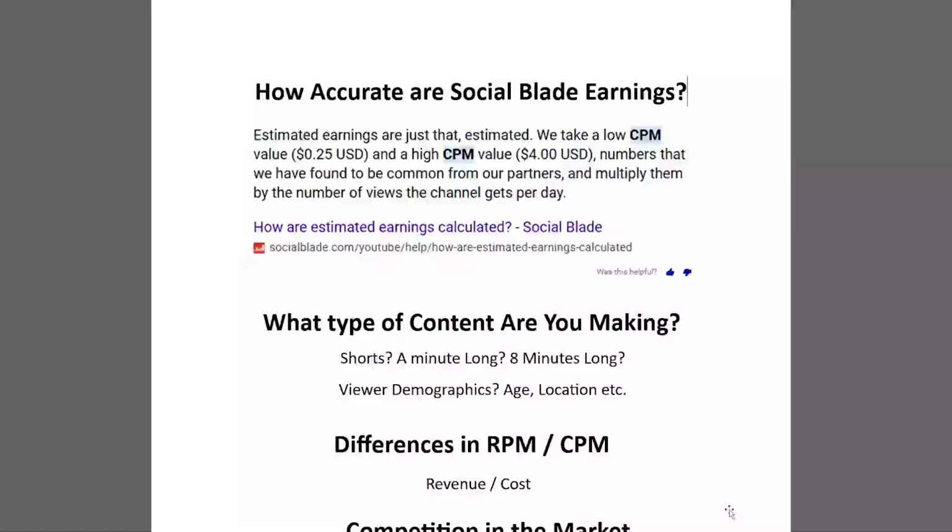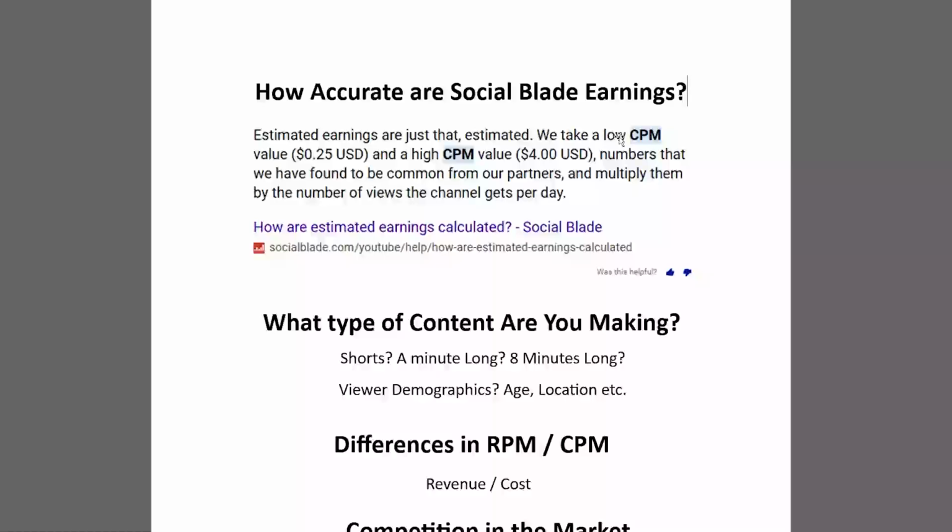So you want to know how accurate Social Blade earnings are? Well, I've just pulled this off the website. Estimated earnings are just that, estimated. We take a low CPM value, 25 cents or so, and a high CPM value, $4, and then just multiply that into their view count.